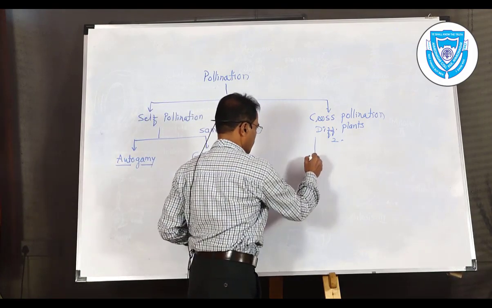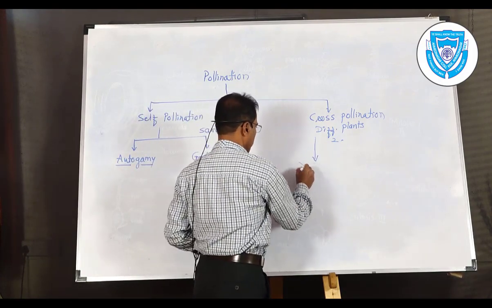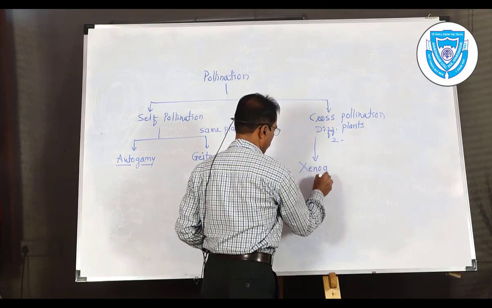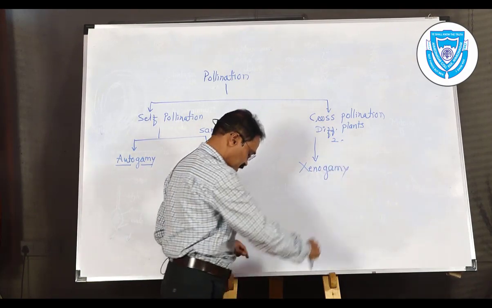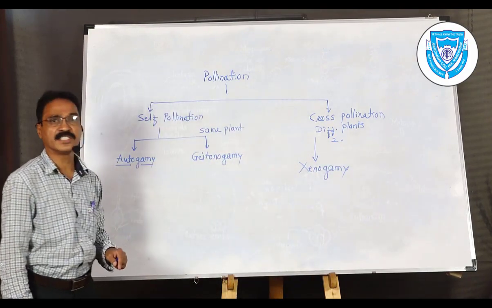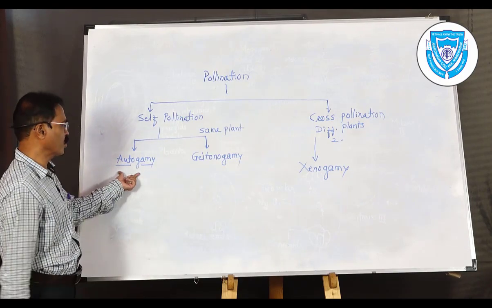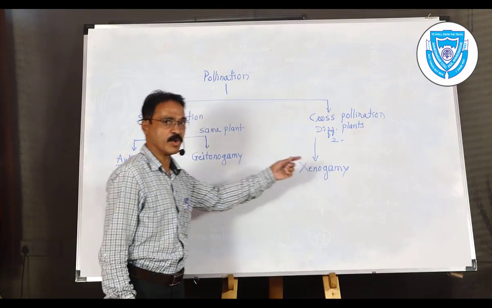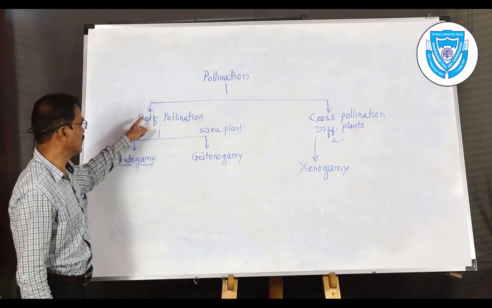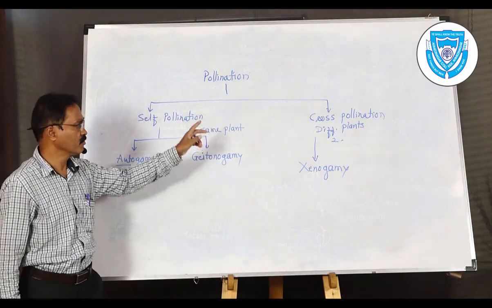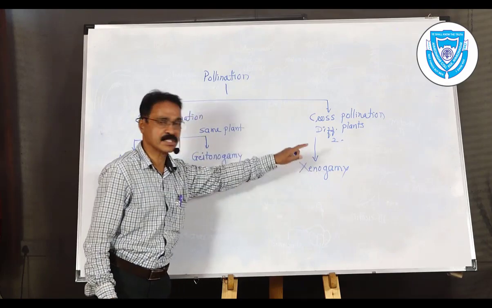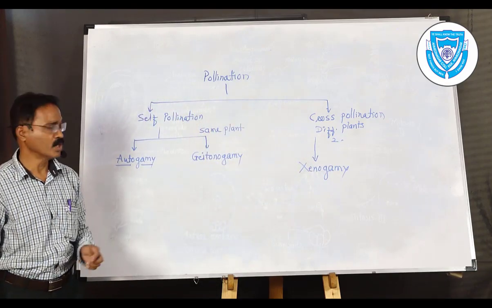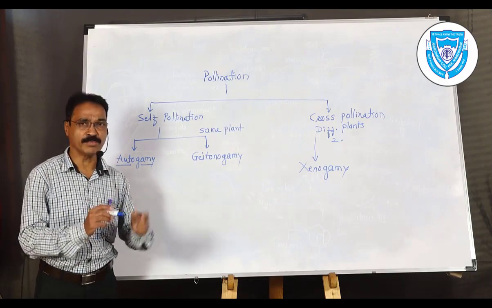And for cross-pollination, the term that is used is known as xenogamy. So the first is autogamy, the second is geitonogamy, and the third one is xenogamy. So the basic thing is that in self-pollination, pollination takes place in the same plant, while in cross-pollination, it takes place between different plants. Now, what is the genetical meaning of this?